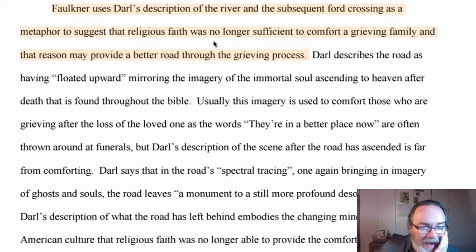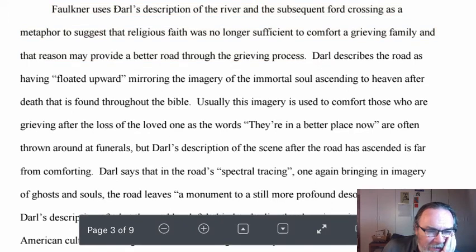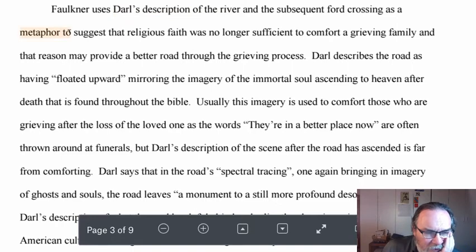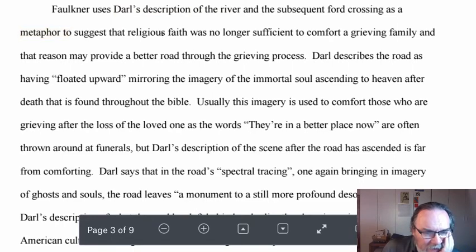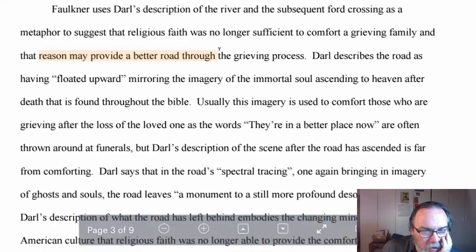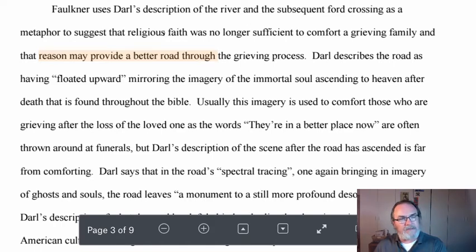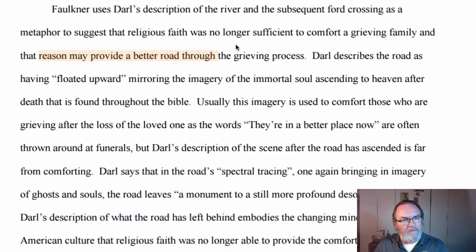So we've got the passage, the character describing the river. That tells us exactly where we are. Then we've got this use of a metaphor. But then we get the terms religious faith, no longer sufficient, and reason may be a better road. So we've got both terms, religious faith and reason, and we have a clear sense, using active verbs, of where this passage falls on the spectrum.